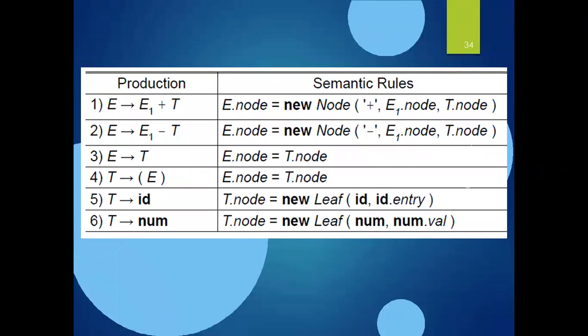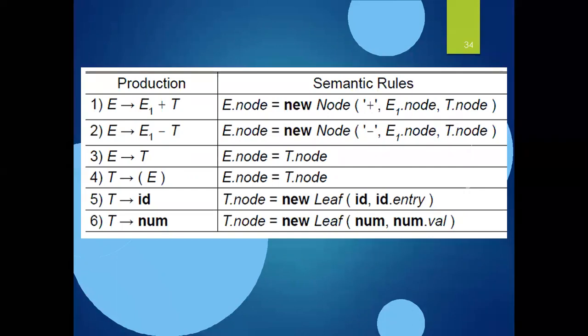First, initially we need to convert the given expression from infix to postfix. Then we need to make use of all these functions. It may be a make node, or make leaf for the identifier, or make leaf for the number. Then the sequence of function calls is given like this.